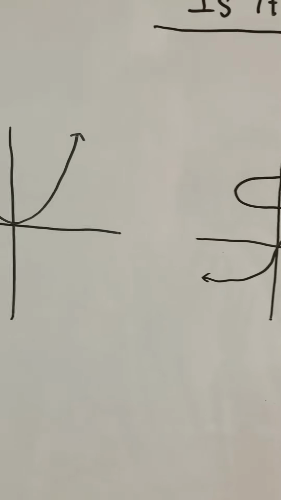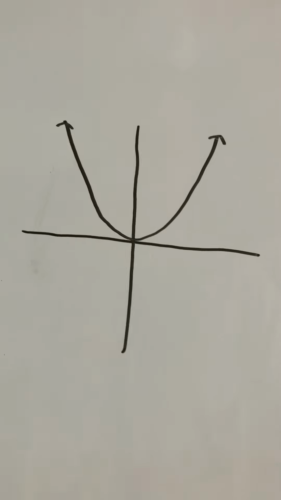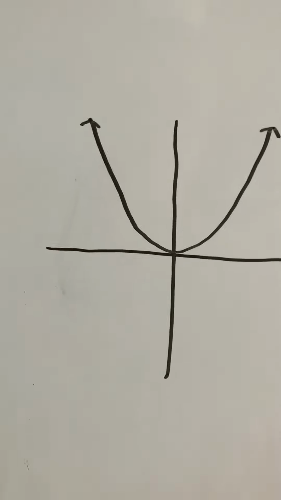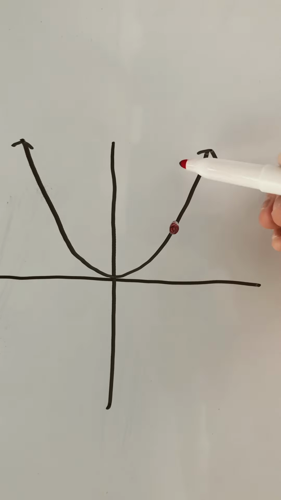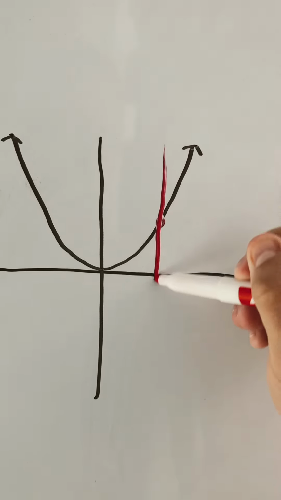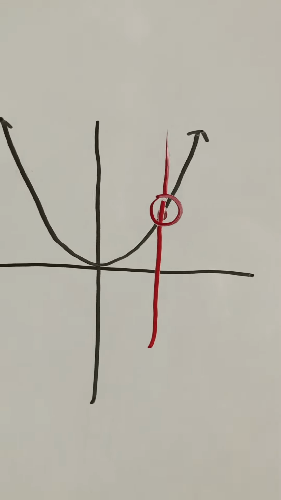Alright, so I'm going to give you a couple examples on how to apply this vertical line test to these graphs right here. So number 1. What I'm going to do is choose any point on the graph. I'm going to choose right here, and I'm going to just draw a line. So notice how it only intersects it right there. It only hits it there once.